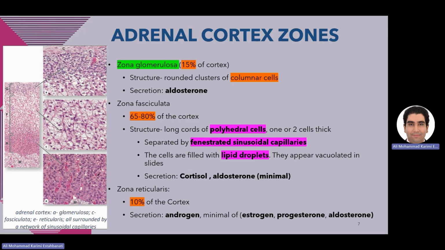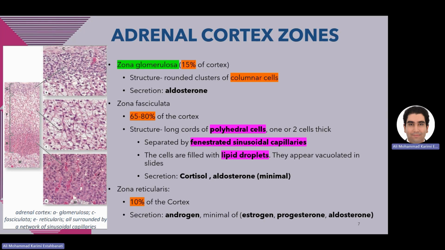And in the fasciculata, if you zoom into this picture on the left, you can see that it's separated by fenestrated sinusoidal capillaries. And in between, if you zoom in a bit more, you can see some lipid droplets as well. I haven't seen much, but when you look at it under the microscope, it's pretty visible. And for zona reticularis, as I mentioned, there is no specific shape you can remember.